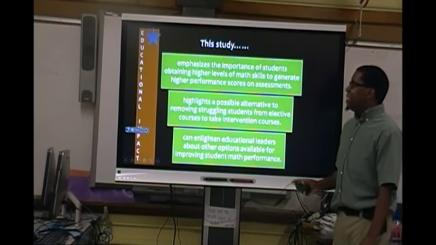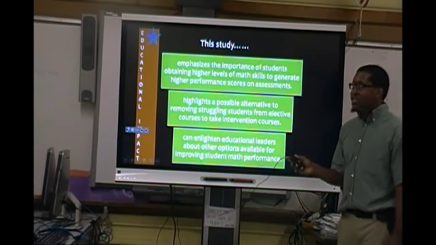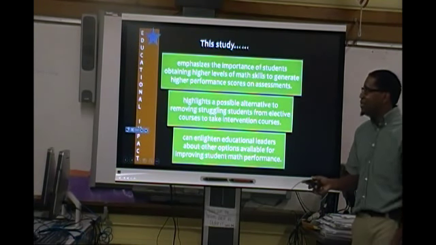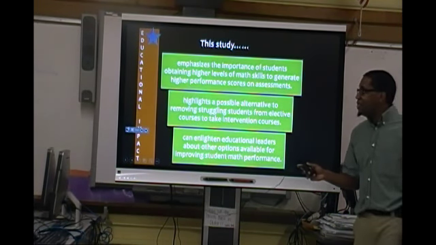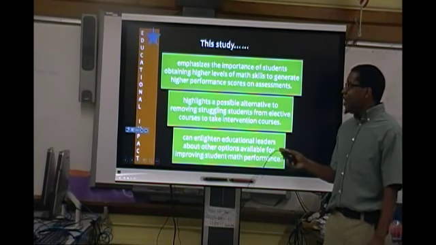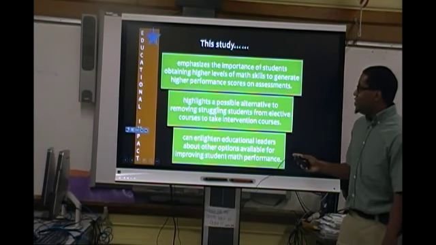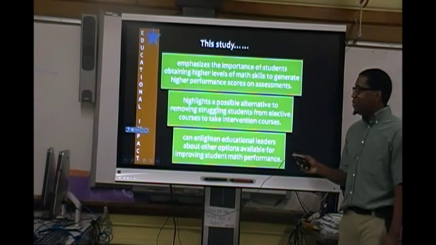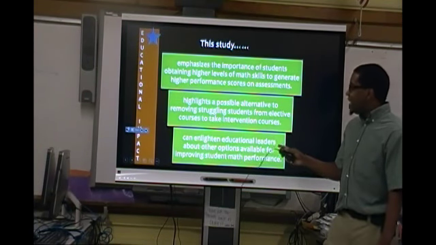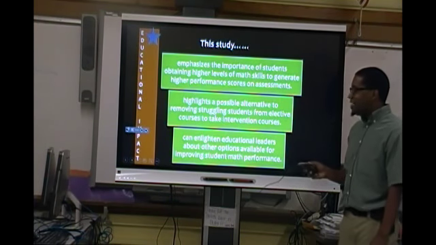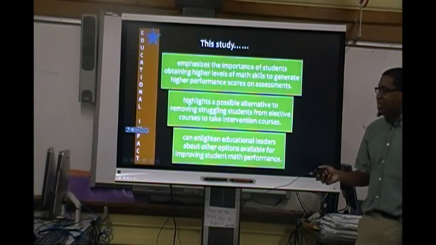So the educational impact. This study emphasizes the importance of students attaining higher levels of math skills to generate higher performance on assessments. It highlights a possible alternative to removing struggling students from elective courses to take intervention courses, and it can hopefully enlighten educational leaders about other possible options for improving student performance in math.